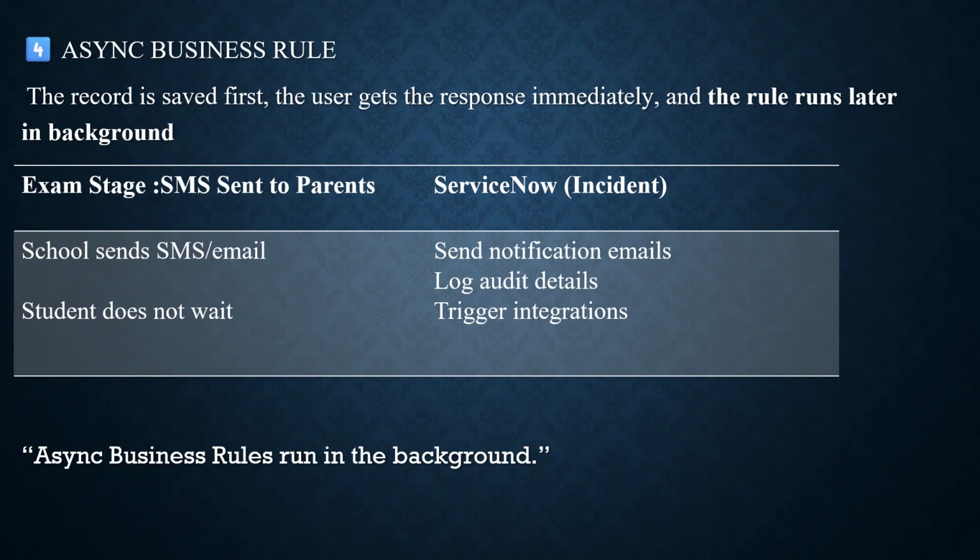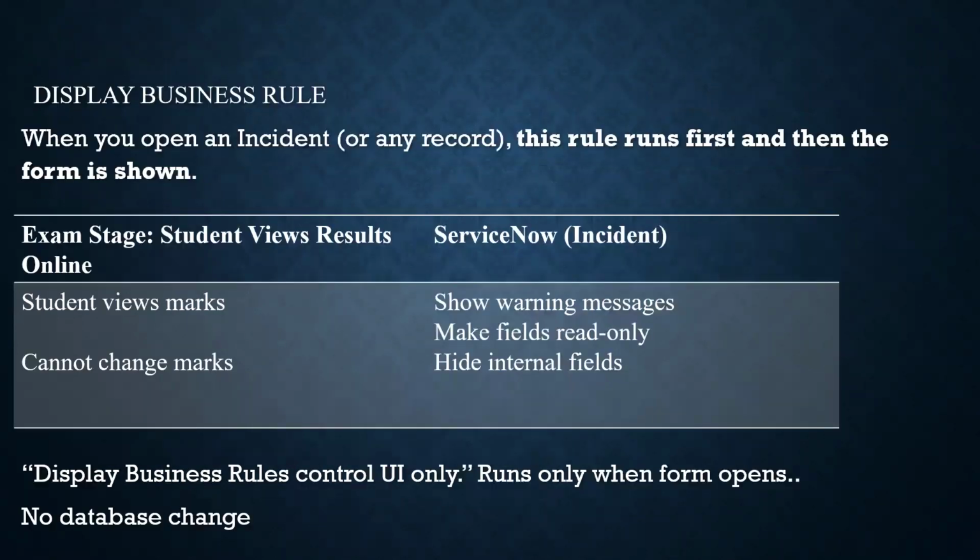So async business rules run in the background. The order of priority is first the before business rule, then the after business rule, then the async business rule. Then coming to the display business rule, when we open an instance, this rule runs first and then the form is shown. Let's take an example and compare it with writing an examination.